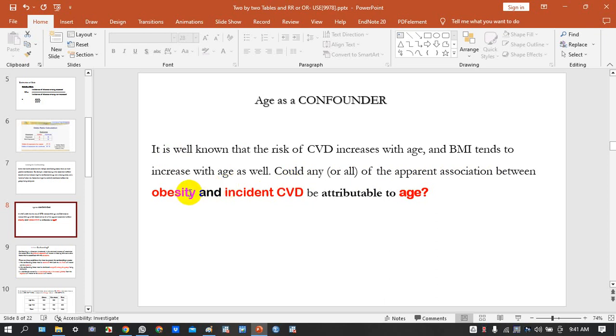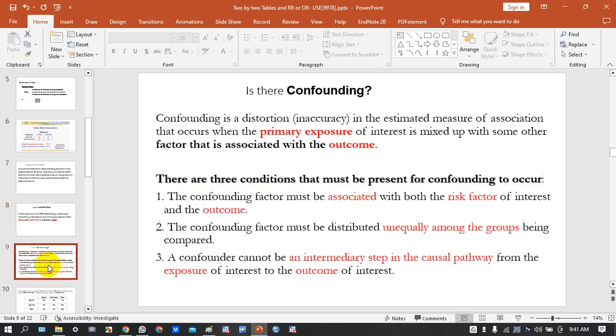It's an exposure or risk factor to cardiovascular disease. But does age associate with obesity and the incidence of cardiovascular disease? Is age a confounding factor? We are yet to establish that.